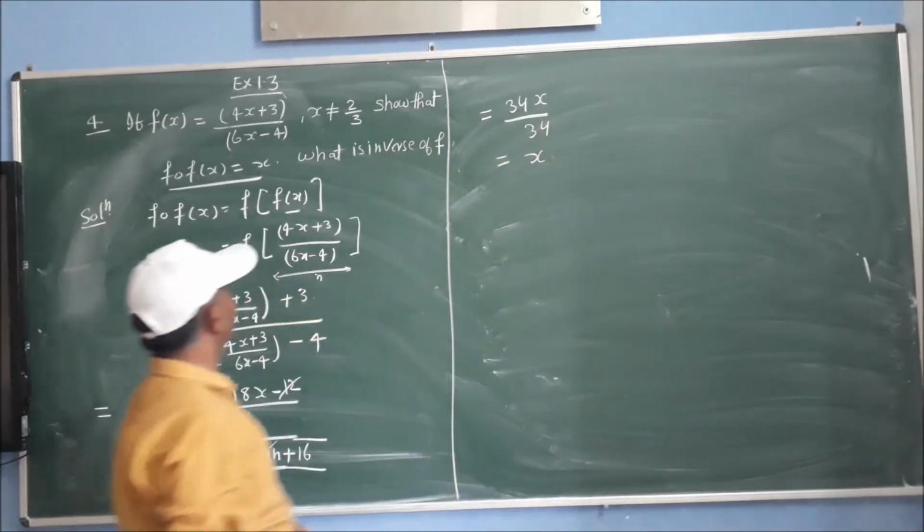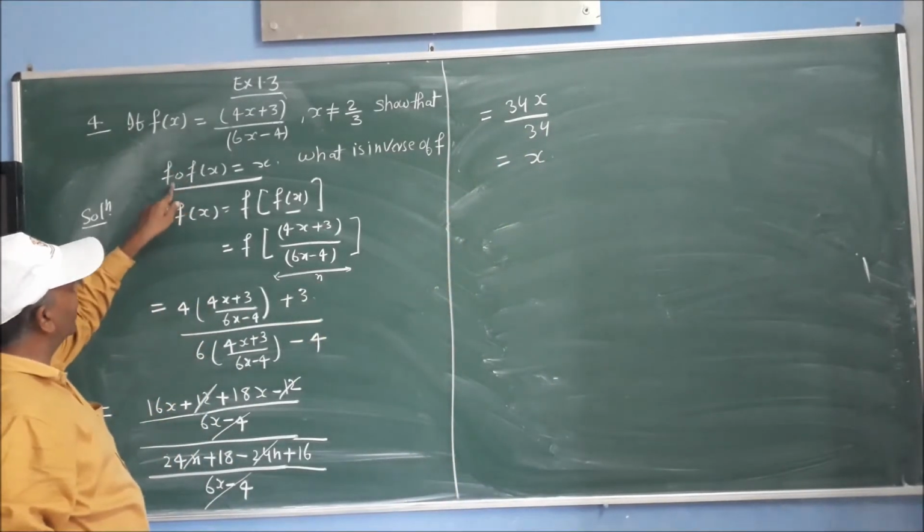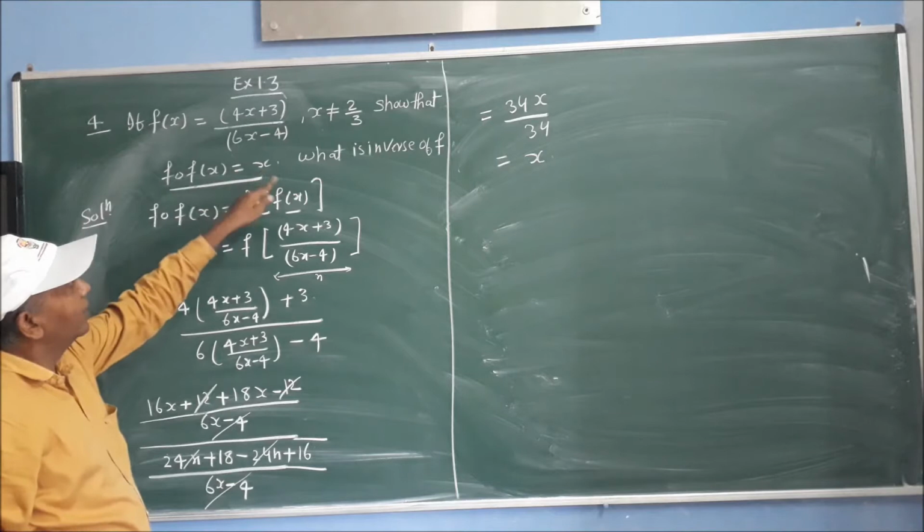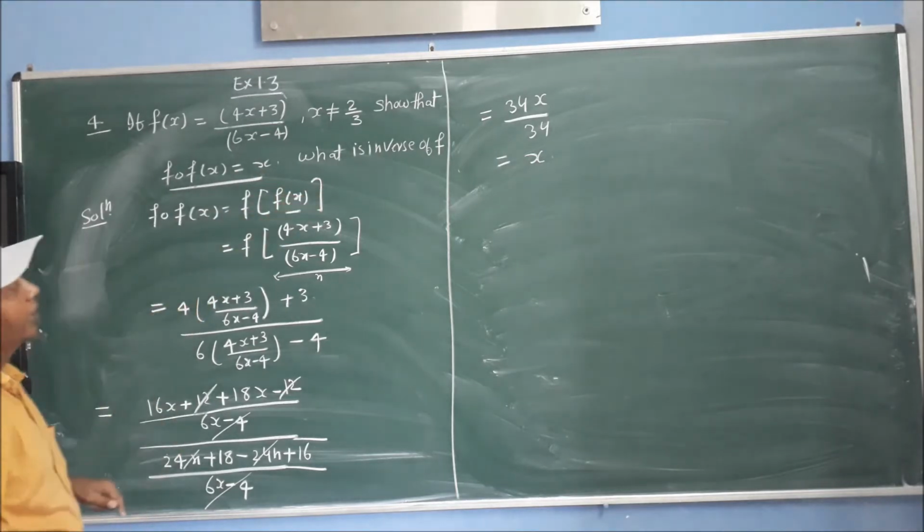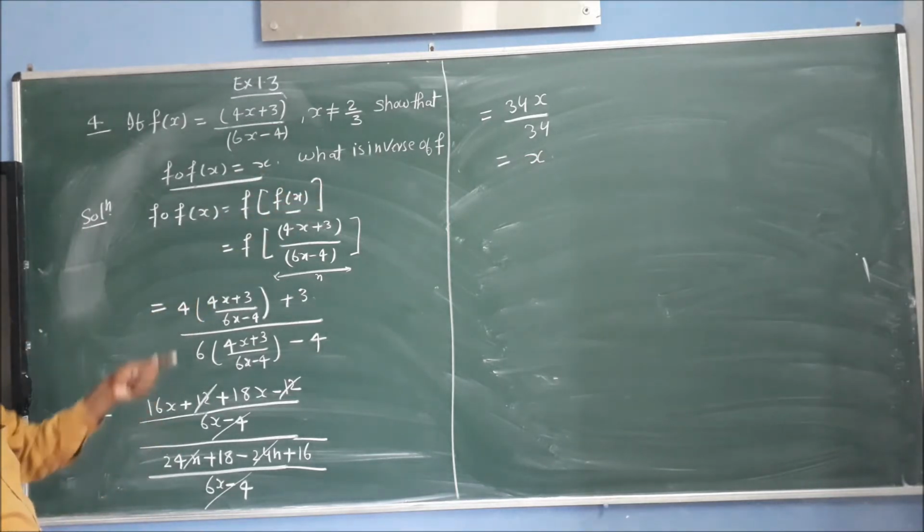Then what does this mean? First you have to prove that f(f(x)) is equal to x. Then you have to find the inverse of f. You have to find what the value of f inverse is.